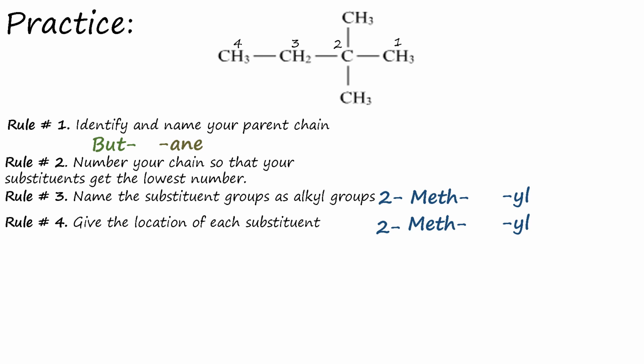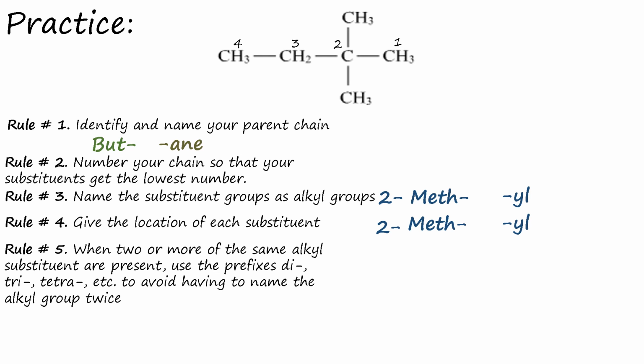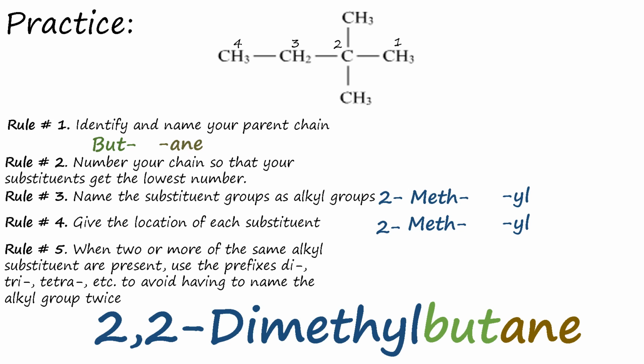And then the final rule: when two or more of the same alkyl substituent are present, we have to use the prefix di, tri, or tetra to avoid having to name the alkyl group twice. Following this rule, we have to use di since we have the same substituent twice. So let's now write the final name. It's gonna be 2,2-dimethylbutane.